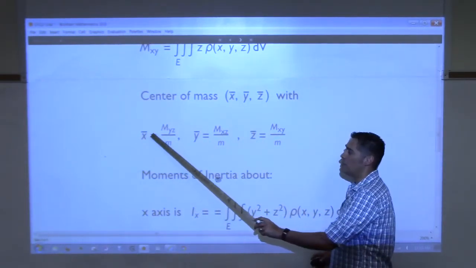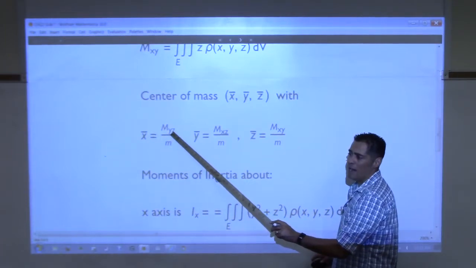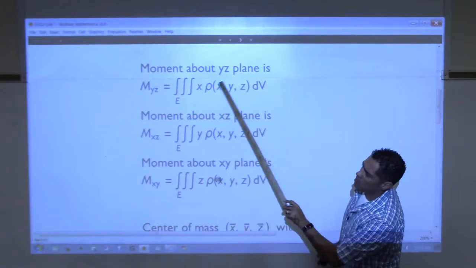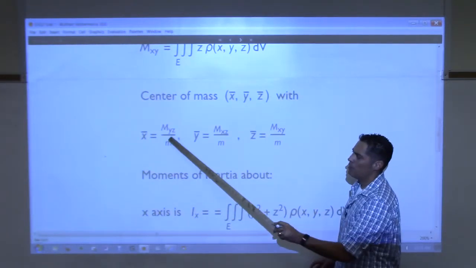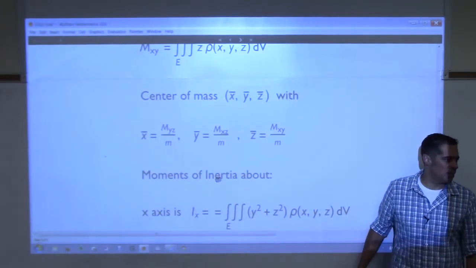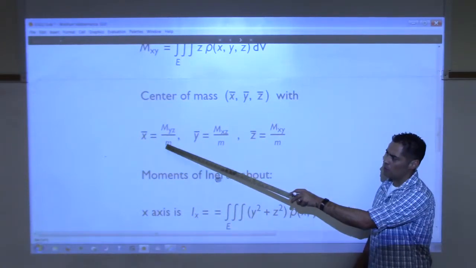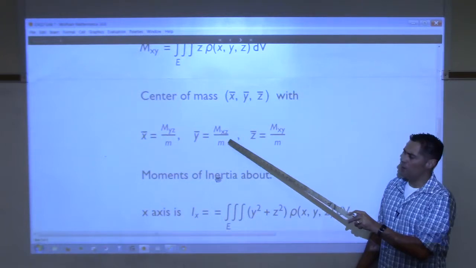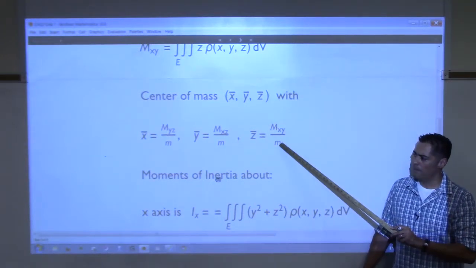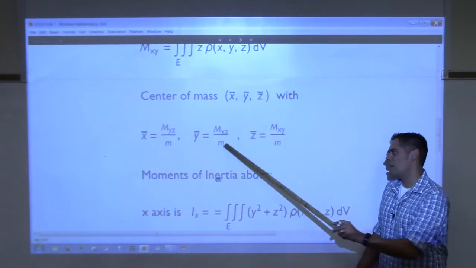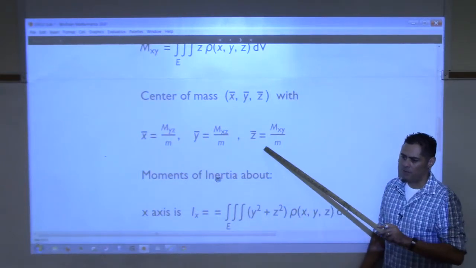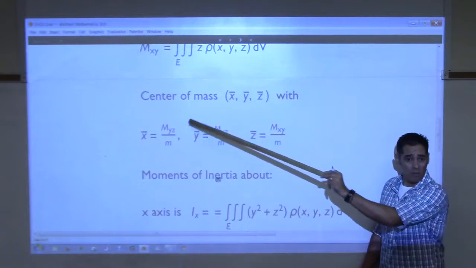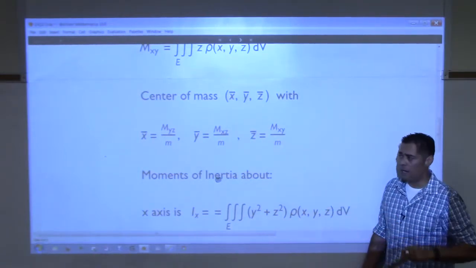The x coordinate is the moment about the yz plane, which is this one right here. It's that triple integral divided by the mass, which itself is a triple integral. So you've got to do 2 triple integrals to get x bar, right? You've got to do 2 triple integrals to get y bar, and 2 to get z bar. Although the bottom ones you only have to do once, right? You have to get that number one time. So really it's a total of 4 triple integrals you have to do to get x bar, y bar, z bar.